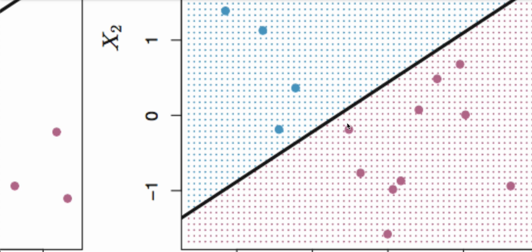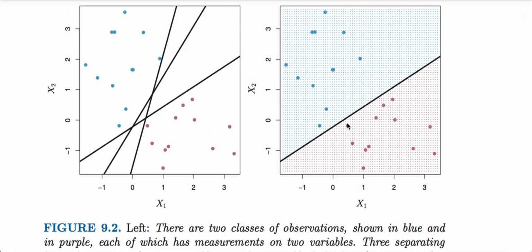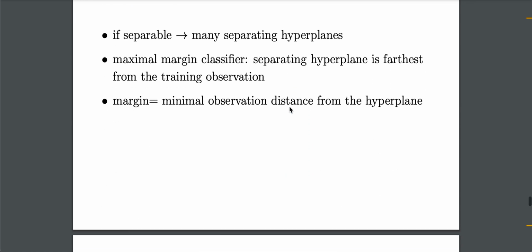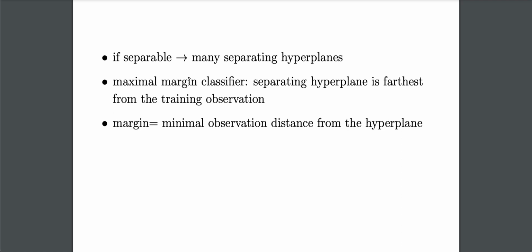Okay, so now the notion of minimal distance from observations to the hyperplane is understood. Now imagine that among all the hyperplanes that separate the data perfectly well, we pick the hyperplane that has the largest minimum distance to the training observations. That's called a maximal margin classifier.